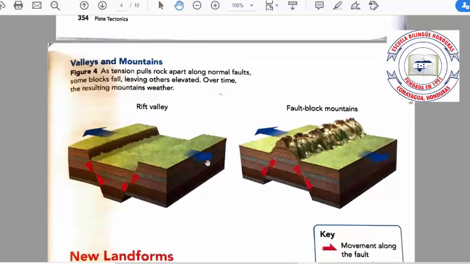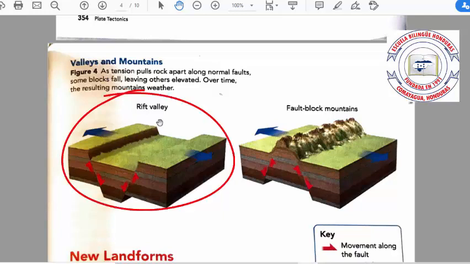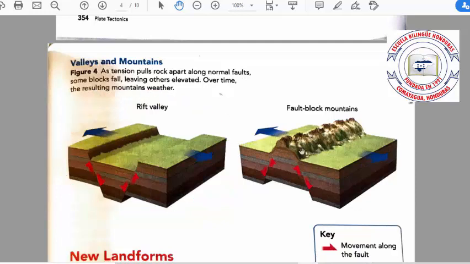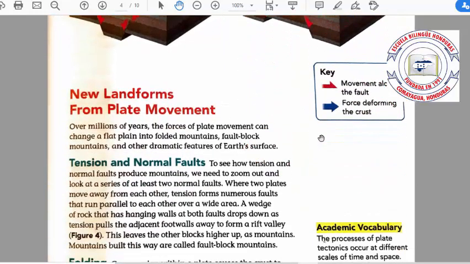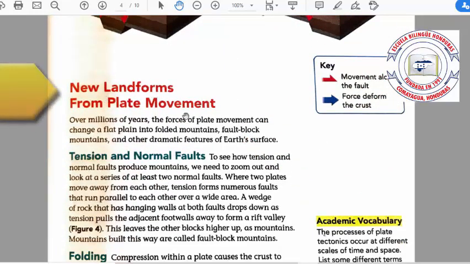Valleys and mountains, that's figure 4. Take a look at this, the rift valley and fault block mountains. Figure 4, as the tension pulls rock apart along normal faults, some blocks fall, like you see in the rift valley, guys, and over time the resulting mountains weather. You see over here the fault block mountains, new landforms from the plate movement.